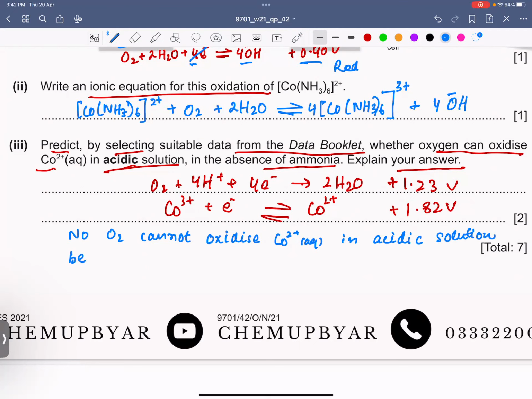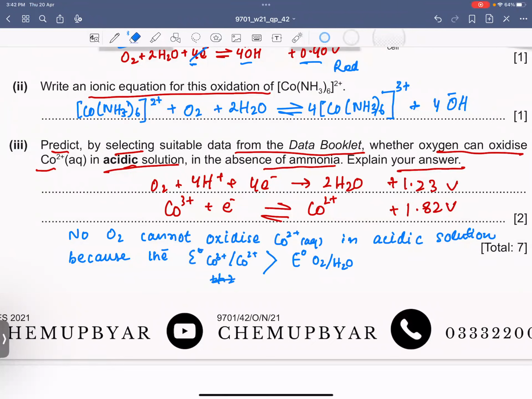because the E value of cobalt 3 positive, 2 positive is greater than E naught of oxygen water. And you can mention the values over here that it's 1.82 volts, and this is positive 1.23 volt.